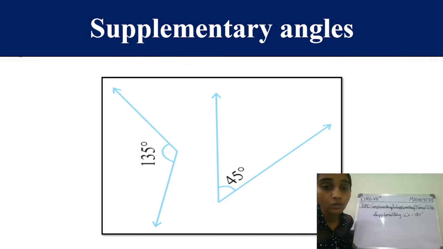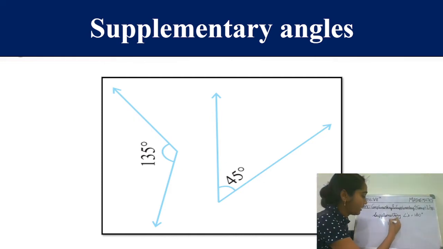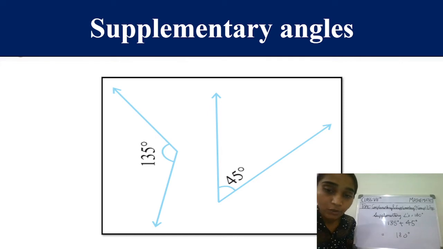So what we will do, we will add 135 and 45 degree now, and let us see what is the sum of 135 degree and 45 degree we are getting. Yes students, so what are you getting? Yes, I am also getting 180 degree, and I hope you are also getting 180 degree. So now can we say that these two angles, 135 degree and 45 degree, are supplementary angles?